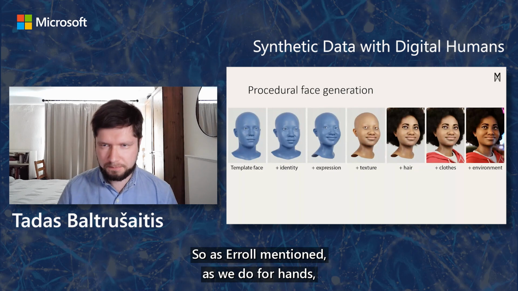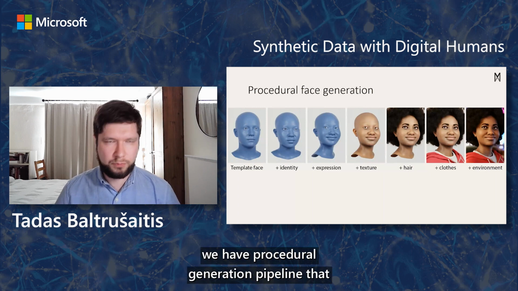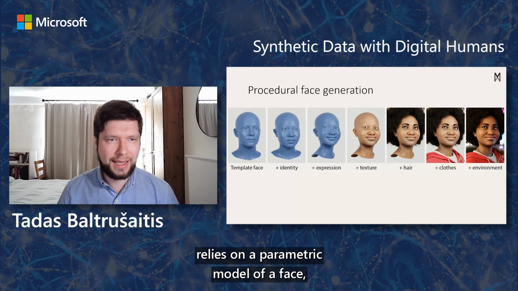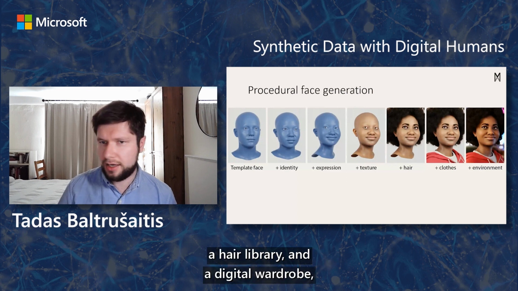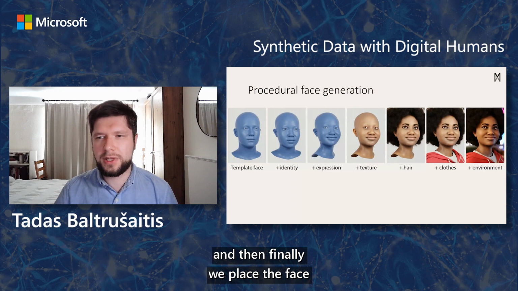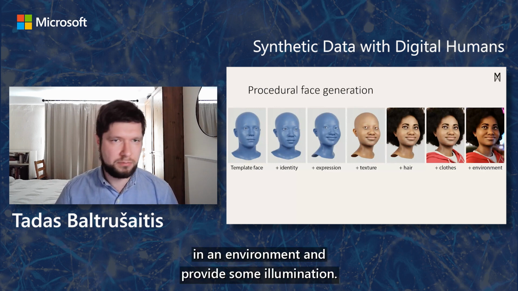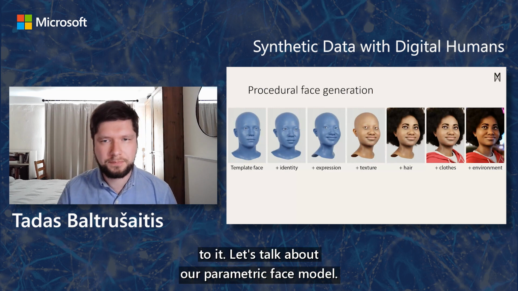So as Erroll mentioned, as we do for hands, we have a procedural generation pipeline that relies on a parametric model of a face. It relies on a texture library, a hair library, and a digital wardrobe. And then finally, we place the face in an environment and provide some illumination to it.